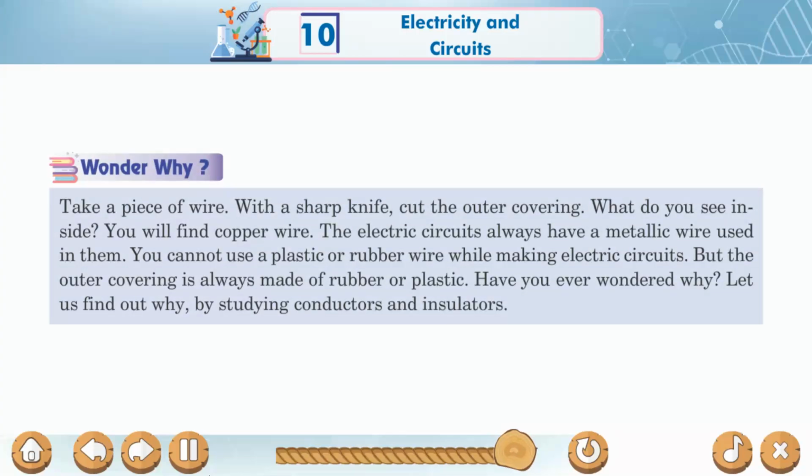Wonder why? Take a piece of wire and with a sharp knife, cut the outer covering. What do you see inside? You will find copper wire. Electric circuits always have a metallic wire used in them. You cannot use a plastic or rubber wire while making electric circuits, but the outer covering is always made of rubber or plastic. Have you ever wondered why? Let us find out why by studying conductors and insulators.